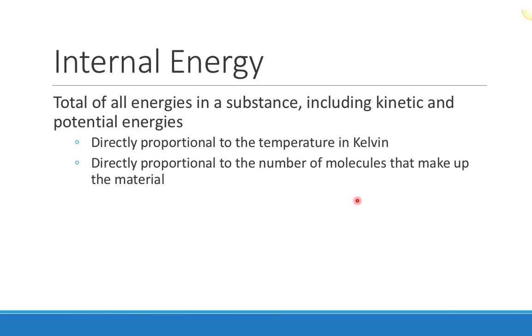So our internal energy, as we talked about, is equal to the total energy of the substance, which is summing up the kinetic and the potential energies. And it's directly proportional to the temperature in the Kelvin scale. So again, 0 Kelvin means 0 kinetic energy, and as the temperature in Kelvin goes up, the average kinetic energy of the molecules that make up the substance increases. The internal energy is also directly proportional to the number of molecules that make up the material. So if you have more of a substance, even if it's at the same temperature as less of that substance, it's going to have more internal energy.